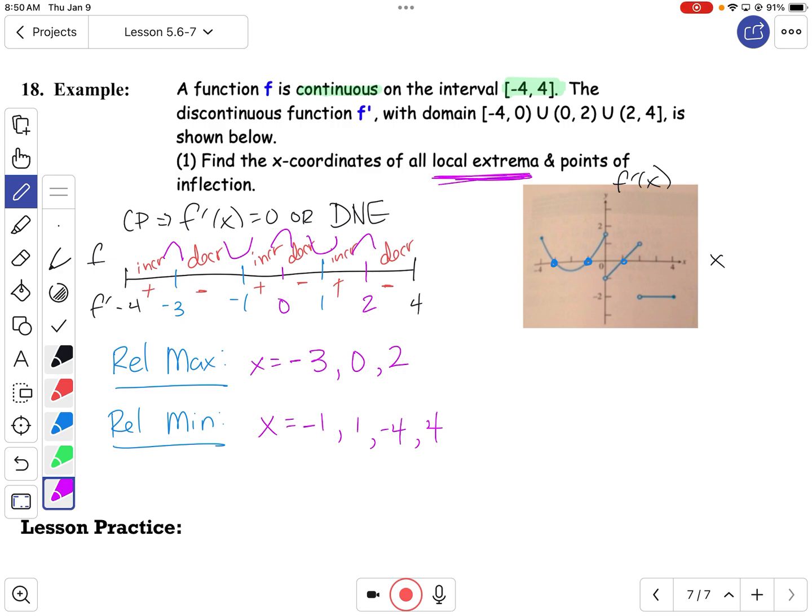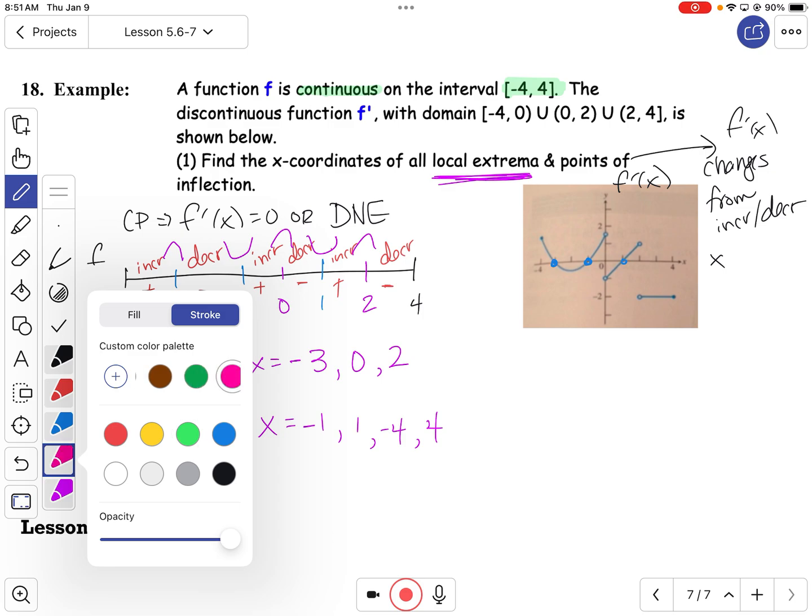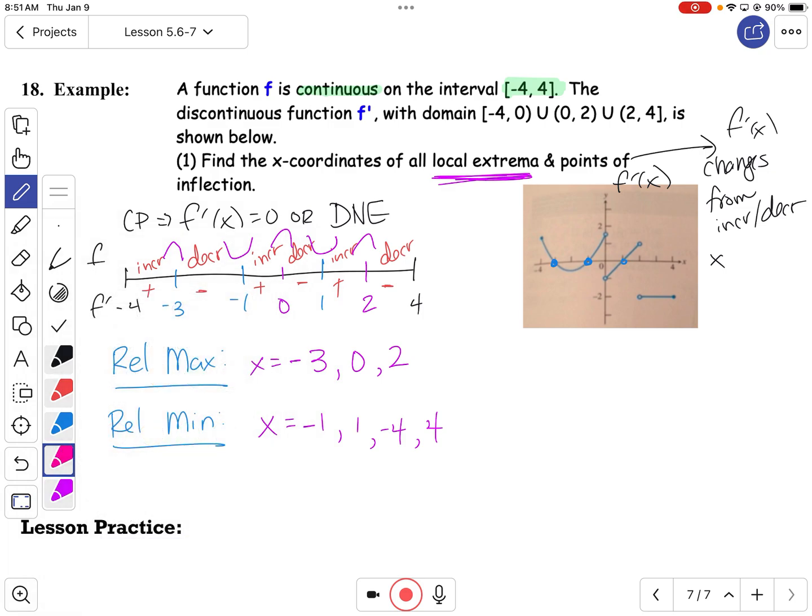Now we want to talk about the points of inflection. And this is kind of where I screwed it up yesterday, so I'm glad I'm getting a chance to walk back through it. Our points of inflection are going to happen where my first derivative changes from increasing to decreasing and vice versa. So points of inflection, where f prime of x changes from increasing to decreasing and so forth. So what I'm going to do now is look at this picture in those terms.